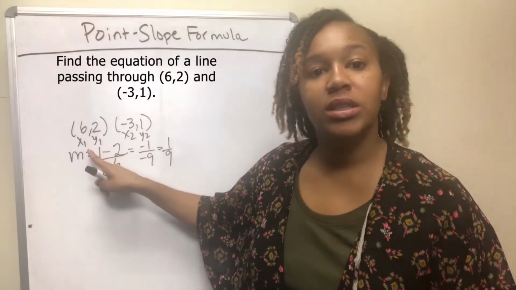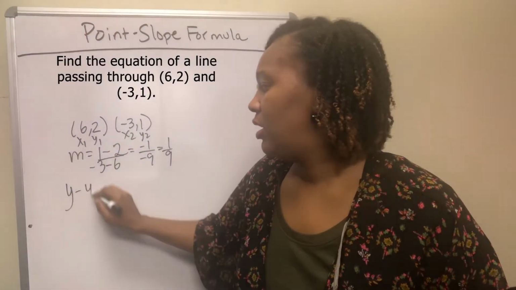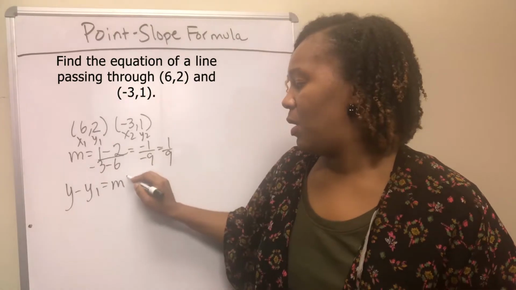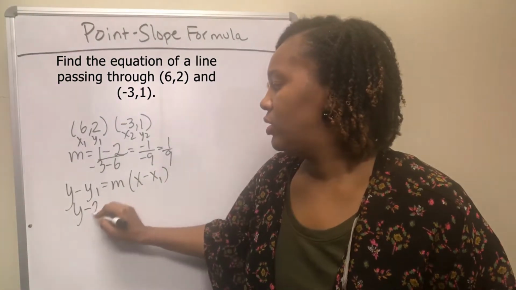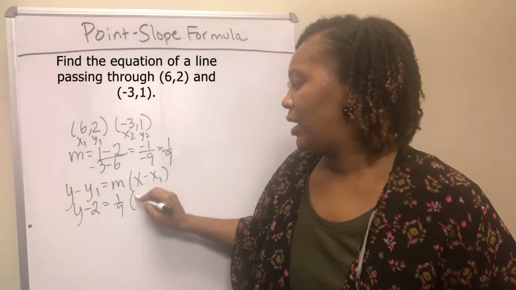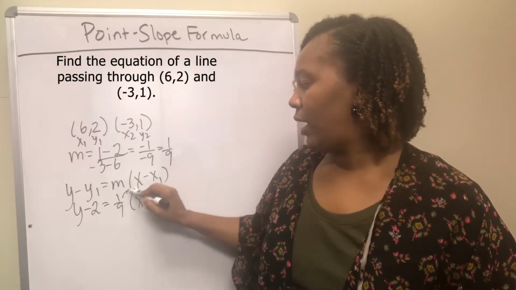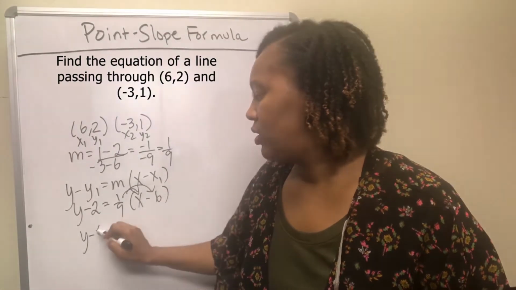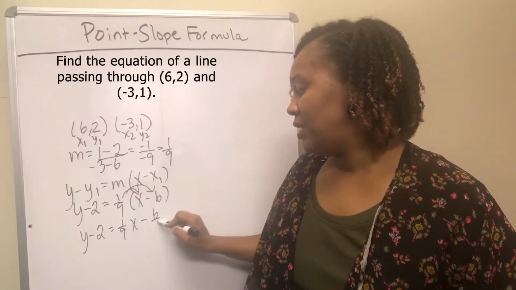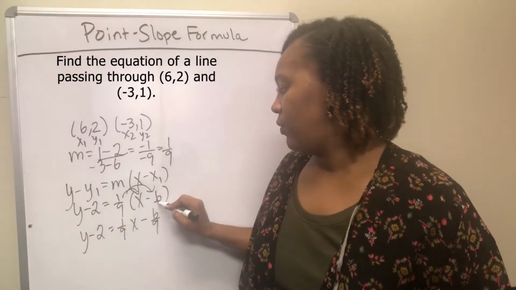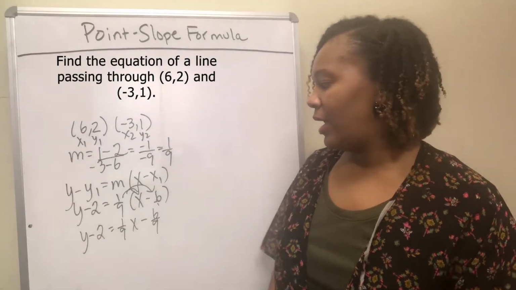Again, you can use either point. I'm going to use this one since I've already labeled it as x1, y1. And I'm going to plug these into the point-slope formula, which is y minus y1 equal m times x minus x1. So y1 is 2, m is 1/9, and x1 is 6. So now let's distribute the 1/9. And we get y minus 2 is equal to 1/9 x minus 6/9. Because that's 6 over 1. You just multiply across. 1 times 6 is 6. And 9 times 1 is 9.